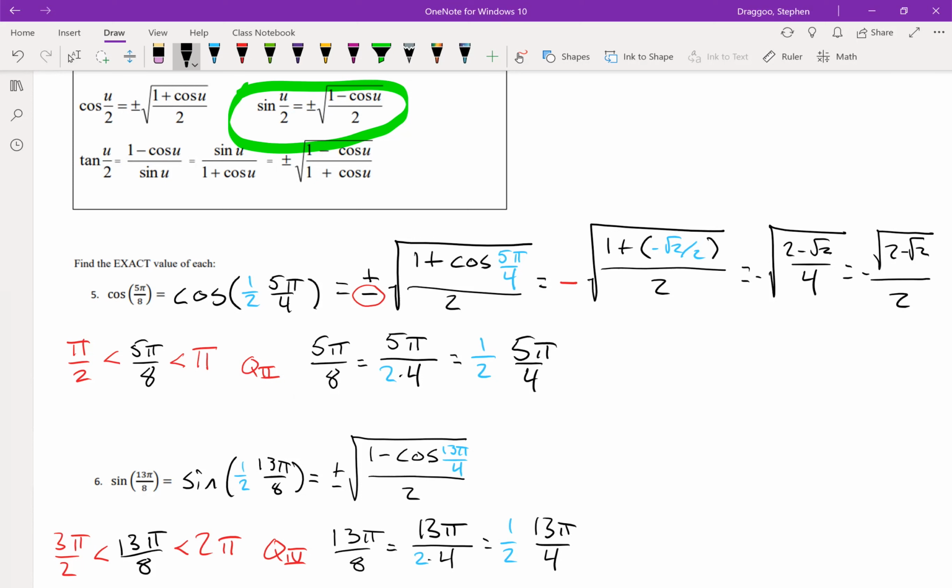One final step before we get into the arithmetic. We take 13 pi over 4 and subtract 2 pi from that. 2 pi would be 8 pi over 4. We will get 5 pi over 4. So 13 pi over 4 is coterminal to 5 pi over 4.